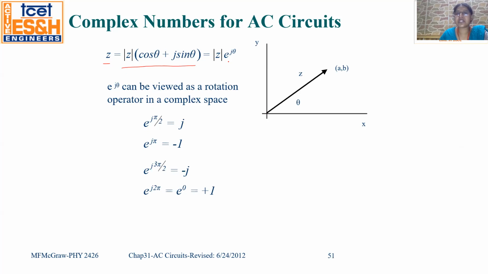You also represent it in the form of exponential like this: mod of Z multiplied by e raised to power j theta. If theta is pi by 2, then e raised to power j pi by 2 is equal to j. If theta is equal to pi, then e to the j pi is equal to -1. If theta is equal to 3 pi by 2, then e to the j 3 pi by 2 is minus j, and e raised to power j 2 pi, or e to the 0, is equal to +1.